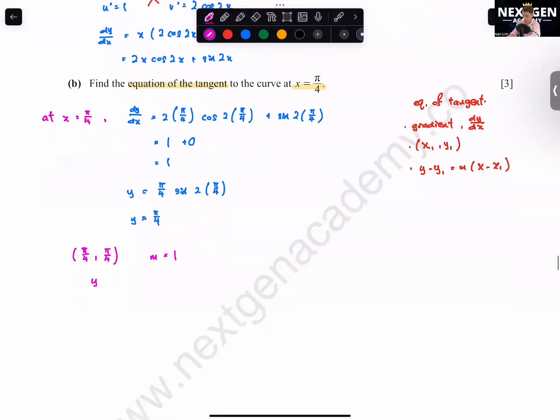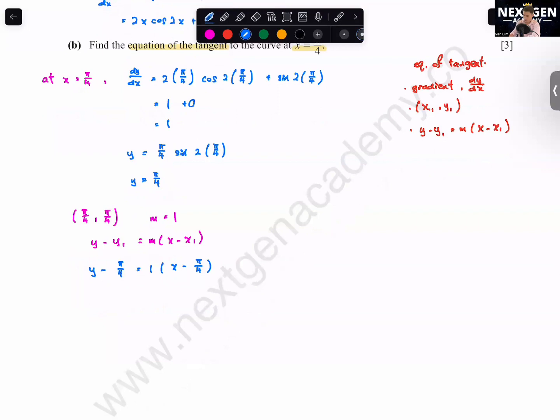Now I'm going to substitute into y minus y1 equals m times x minus x1. Let's substitute in: y minus pi over 4 equals 1 times x minus pi over 4. We simplify it, it's going to be x minus pi over 4. And the final one you get is just y equals x.